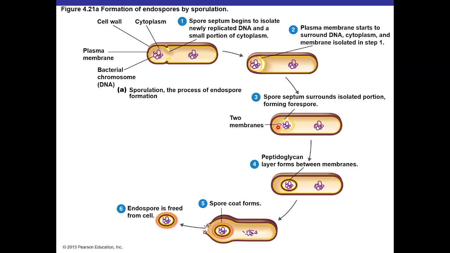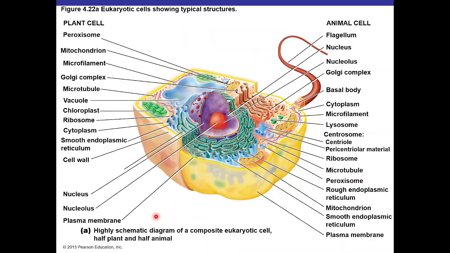And you will have two membranes instead of one, which happened in here. And then you will encase between the two membranes this peptidoglycan layer. And then you will have the release of this endospore, and the endospore will be free in the environment. So this is the sporulation process. And you will have an additional coat that will be called the spore coat. So those are the internal structures of bacterial cells.